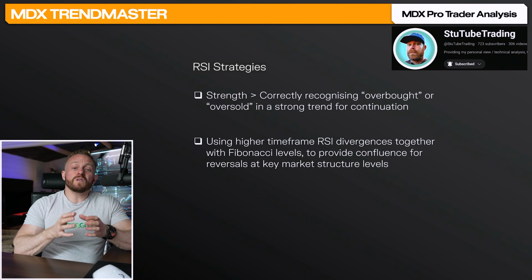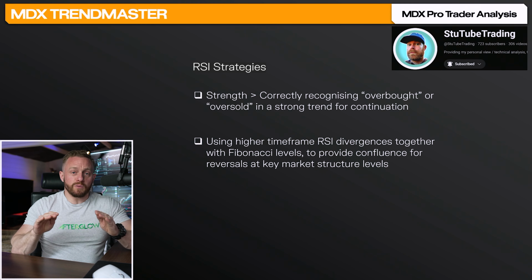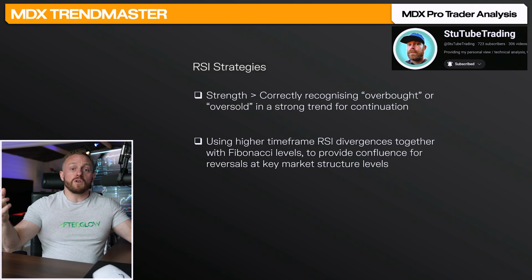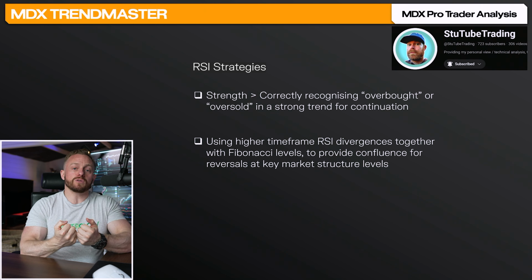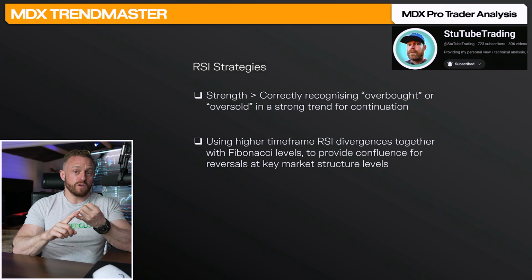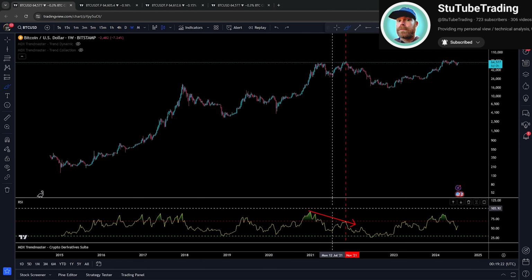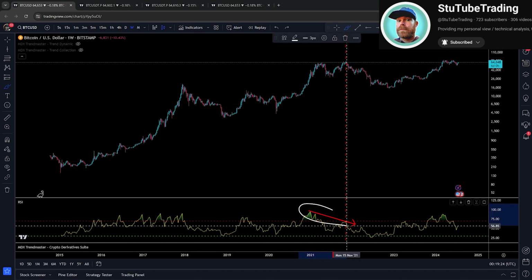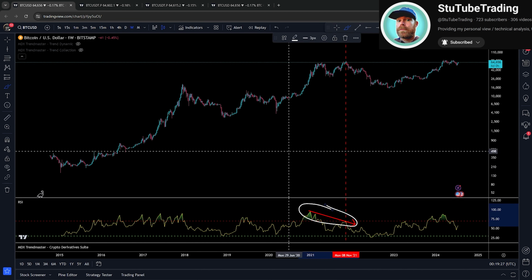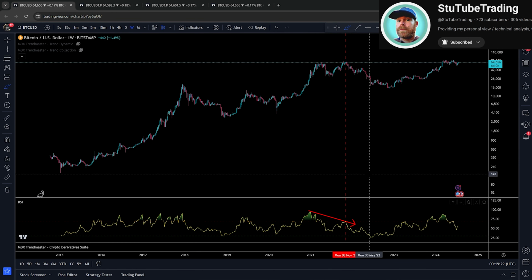Next, Stu gives an absolute textbook example of how to start pulling all the powerful tools together and find confluence between market structure, the Fibonacci retracement levels, and those RSI divergences. It's more so when we get these divergences that I have a problem, and basically looking at it as a bit of a reversal signal.